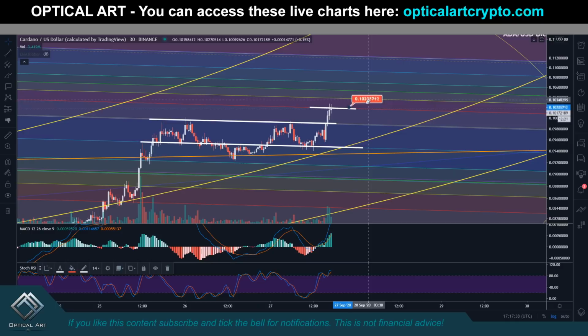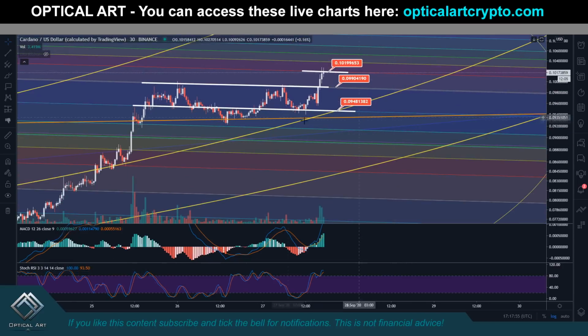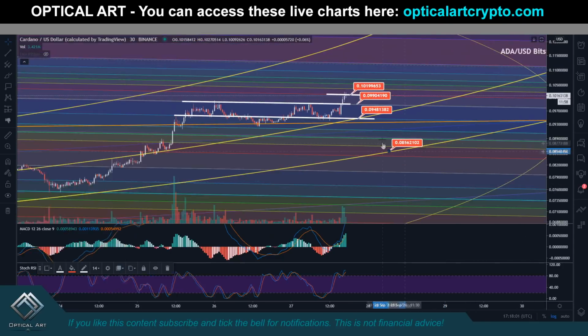So right here was what, 10 cents. Right here, your next support level below is what, 9.99. Your support below that is right here, 0.094. If we drop down to this ring right here, this is potentially 0.085.